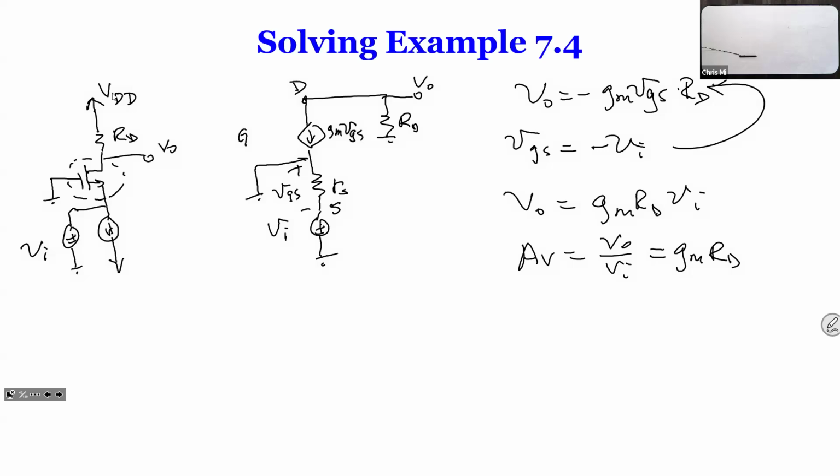Of course, if you want to get the numerical value, you can go back to look at what GM is. To find the GM, we have to also solve for the DC biasing currents, like find the ID and so on. So we're probably going to skip those steps, and you can do the mathematics.